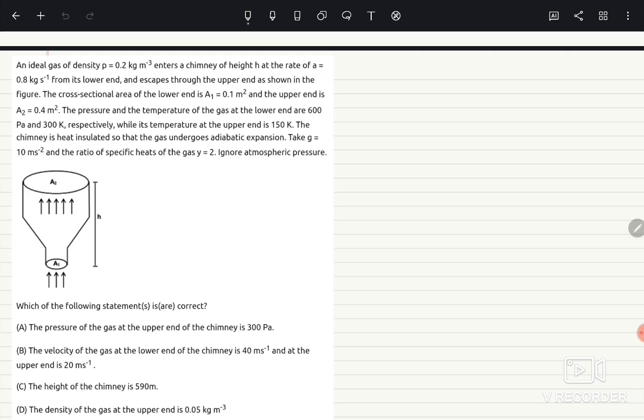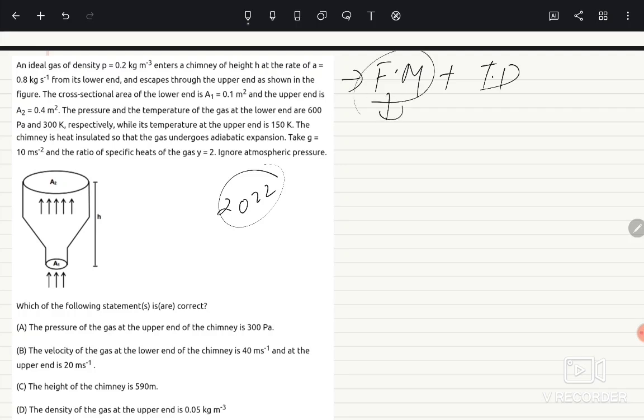This question from the chapter of thermodynamics has been asked in the JEE Advanced paper in 2022. This question can be said as a mixture of fluid mechanics and thermodynamics, because we are using here the continuity equation of fluid mechanics and adiabatic relations of thermodynamics. Both are being used to find out the answer here.